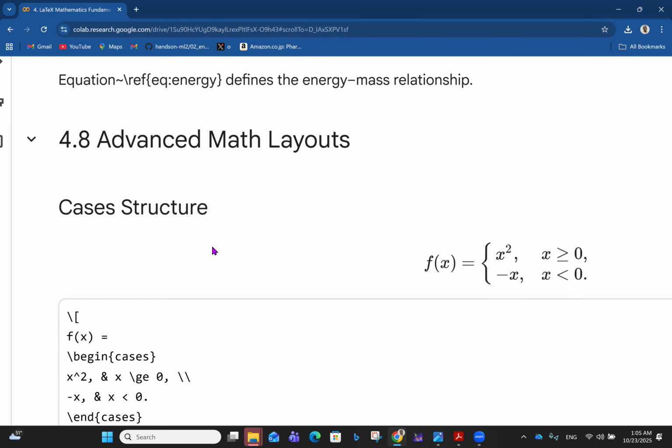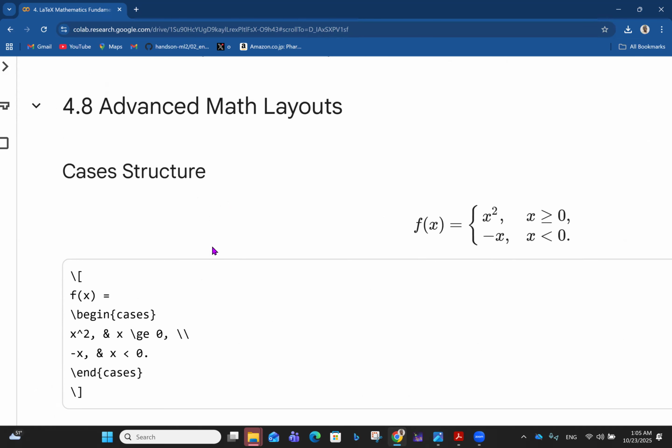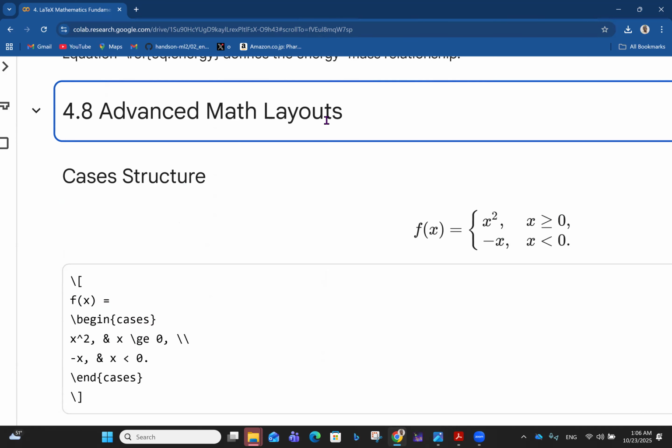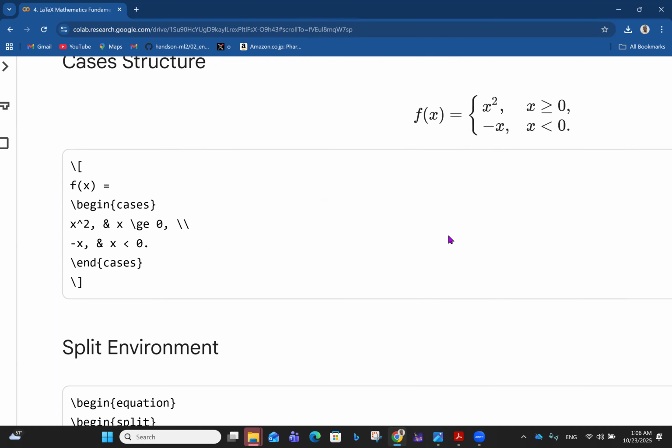Okay. Then you can have advanced math layouts, like maybe you want to talk about cases structures like you have here. So f of x is like what we said the other time, step functions. So begin cases: x squared when x is greater than or equal to 0, minus x when x is less than 0. That is the cases structure. We saw that before.